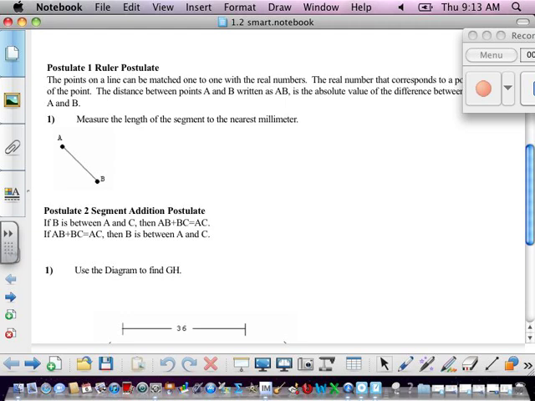Anybody got in milliliters how long it is? Not milliliters. Millimeters? Yes. About 2 millimeters. And then some people get 2.1. Anybody else get something different? Yeah. 2.3. Okay.